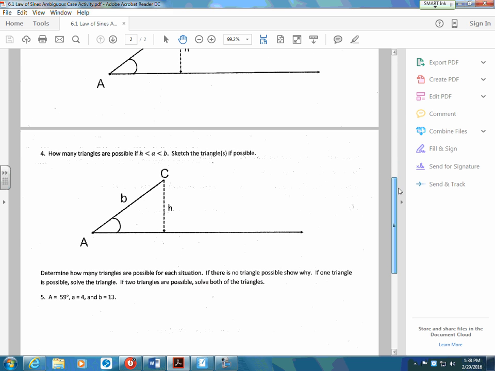This one says, how many triangles are possible if H is less than A and A is less than B? In other words, let's say H is 5, let's say B is 8, and let's say that A is something in between 5 and 8. In other words, let's say A is 6. If A is 6, then how many triangles are possible, if any? 2. Why 2? One to the right of H, one to the left. Come on up.